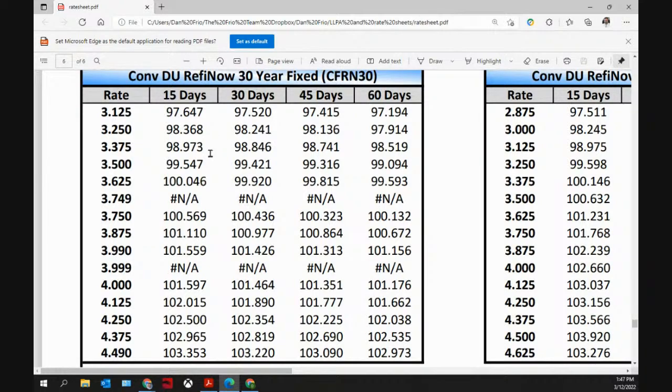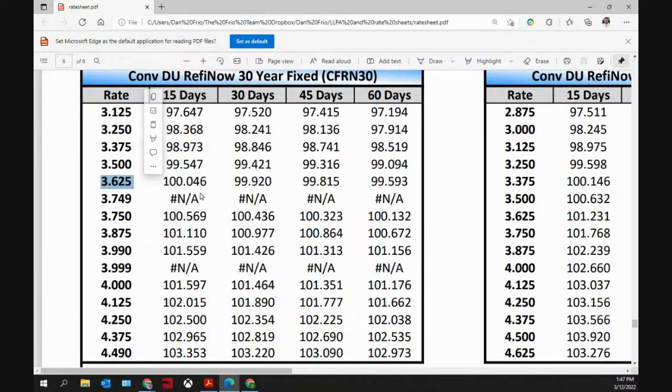How much it would cost you to get a specific rate, or how much in credits can you get back to get a specific rate. So let me explain this. 100, basically right through here, this is what we consider par. So it really wouldn't cost you much to get a 3.625 rate. Okay. So 3.625 right here on a 15-day lock, you would have to pay 0.046 in points to get that rate.